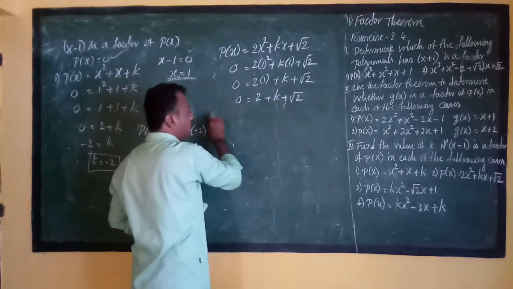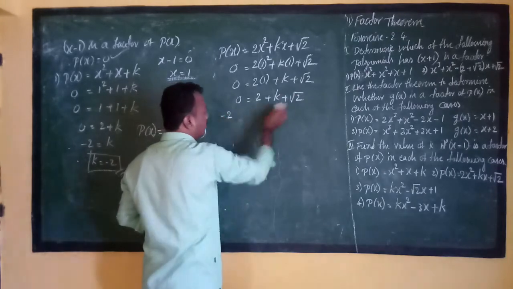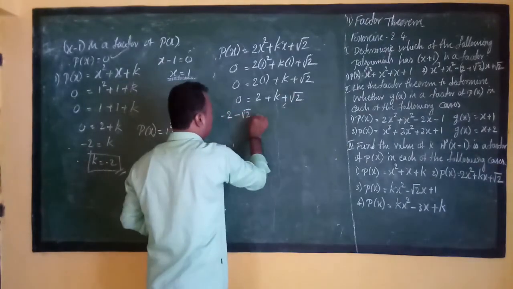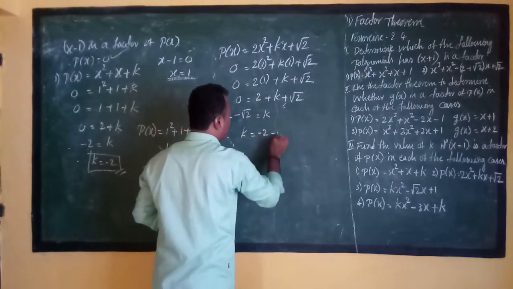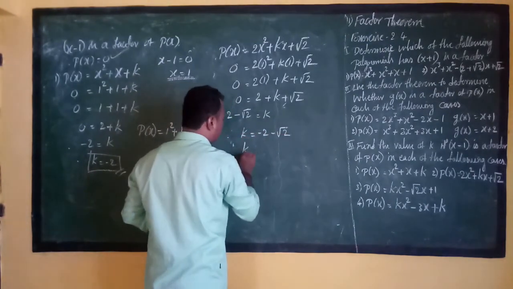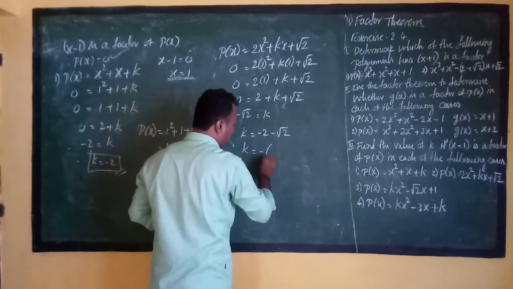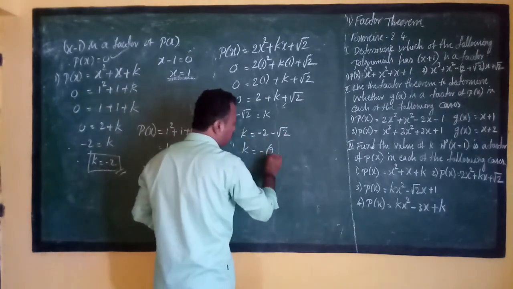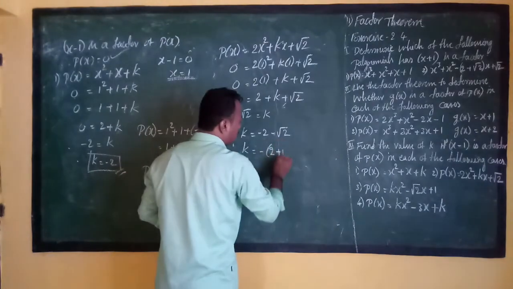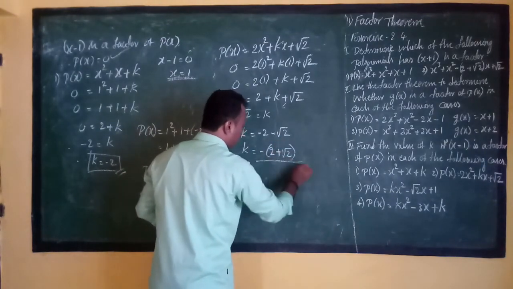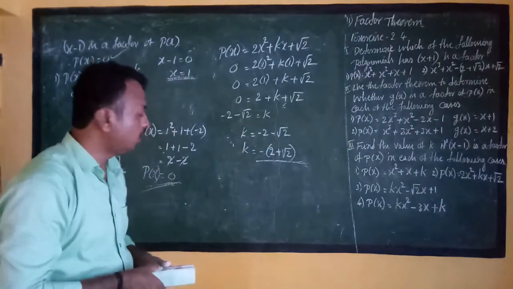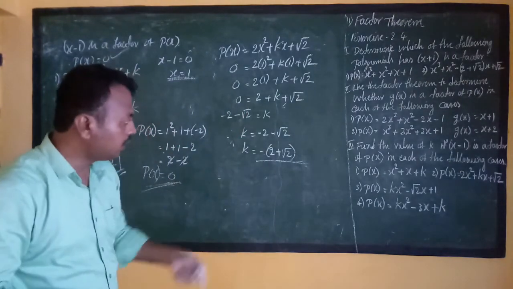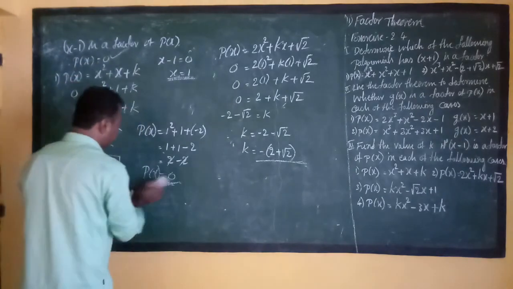You have to send these to the LHS side. So 2 becomes minus 2, and plus root 2 becomes minus root 2, equal to k. Therefore k is equal to minus 2 minus root 2. Taking out the common factor, minus becomes plus, so the k value is minus of 2 plus root 2. Are you understanding, students? So like that, the third question is there.